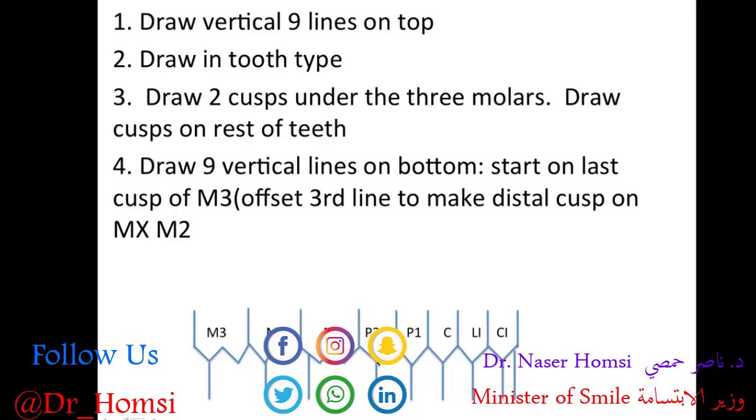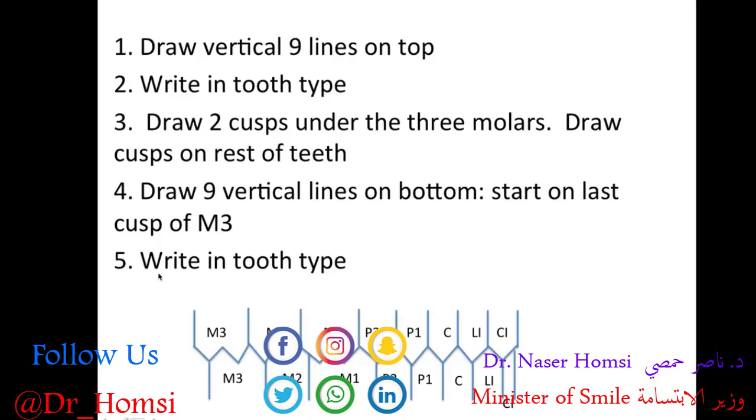All right, so we're going to draw the rest of the lines and fill in the tooth type. So we've got the third molar, the second molar. Here's that first molar. Remember, we set that line off to the distal just a little bit, and that helped us to see that there's a distal cusp in here.